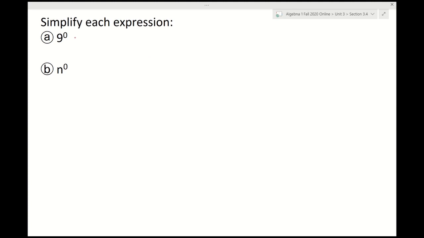Anything to the 0 power is 1. Well, why is that? Well, let's think about this n to the 0. There is a 1 that's understood to be written in front. We just don't usually write it. This says we have no n's, we have 0 n's. Well, if I have a 1 times no n's, I just have a 1.